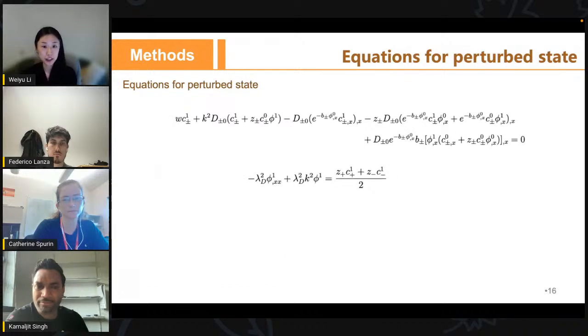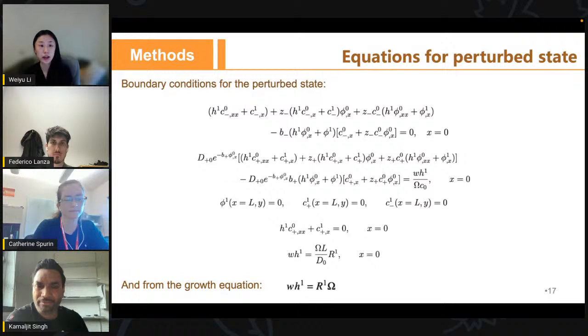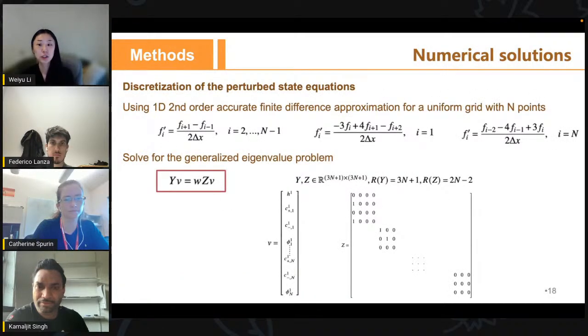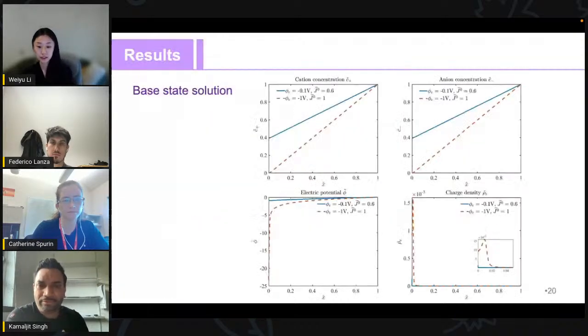And here are the equations for the perturbed states and the boundary conditions for the perturbed states. To solve this system of equations numerically, we use the MATLAB boundary value solver function for the base state equations. Then we solve the perturbed state equations using a 1D second order accurate finite difference approximation for a uniform grid with endpoints. And then we can solve the resulting generalized eigenvalue problem with MATLAB's eigenvalue function solver. And then we can see some results.